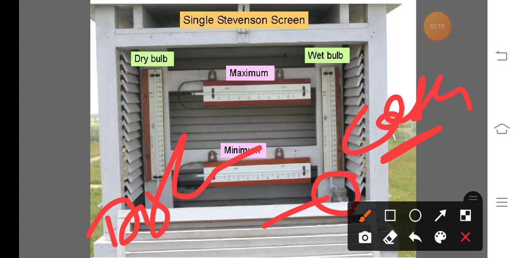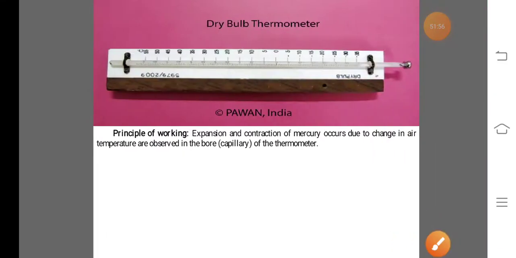and due to contact of this cloth with water, the cloth is wetted, and that means the water is attached to the bulb, and due to this, the temperature of this wet bulb thermometer decreases. That means the wet bulb thermometer is used to measure the cool and moist temperature of the atmosphere. In this wet bulb thermometer, mercury is also present.